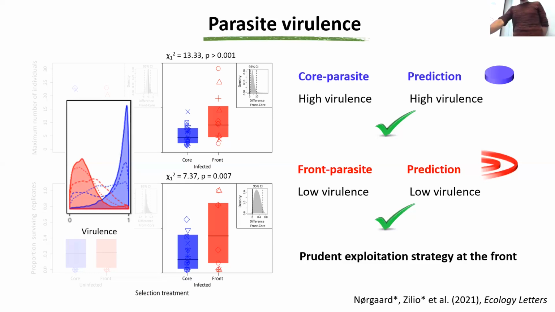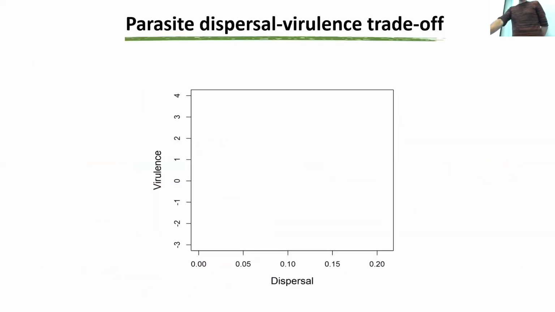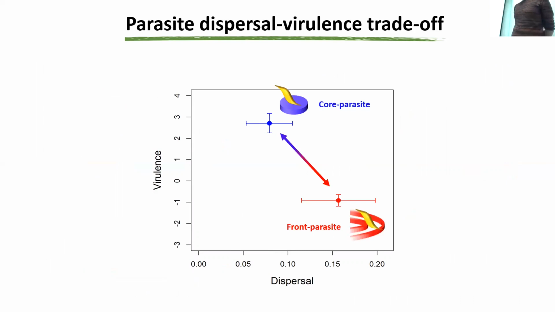Now, if you put these two traits together, just plotting here a giant mean and standard error, this is where the core parasite sits: a certain level of dispersal and high virulence, and the front parasite is just moving there. So it's increasing dispersal and reducing virulence. We interpret this as an emergence of a dispersal virulence trade-off, due to the fact that the parasite is required to follow the host, and so only the parasites that are less virulent actually allow the host to disperse. And so the parasite is affecting host dispersal less.